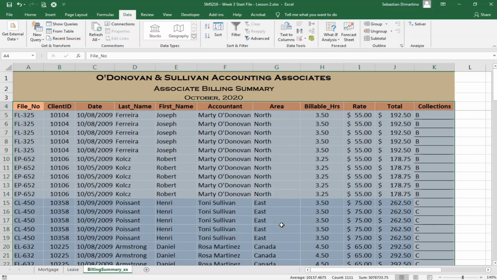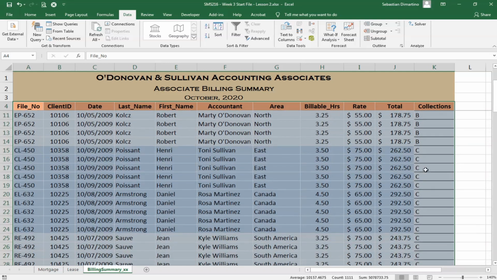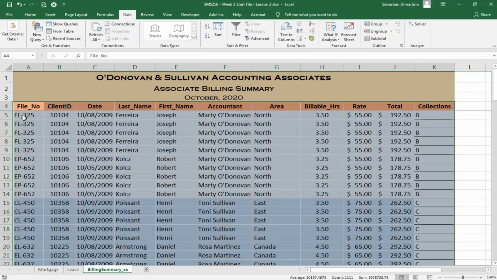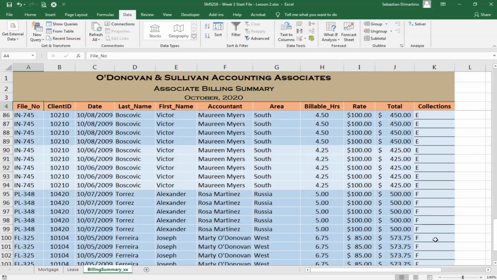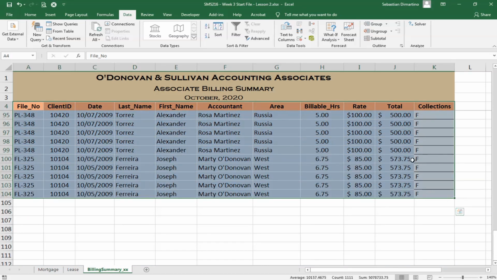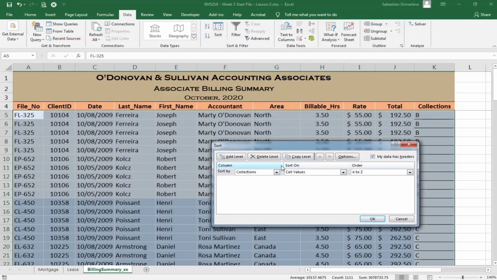So there is an option to first sort by the collections column, and after that, if any of these are the same, they can then go and look at the accountant and sort it by that as well. So let's take a look. Everything is still selected, so A4 to K104 should still be selected. And if it is, then you can go to your sort option again. But you'll notice it says it's sorting by collections. We need to also sort by accountant.